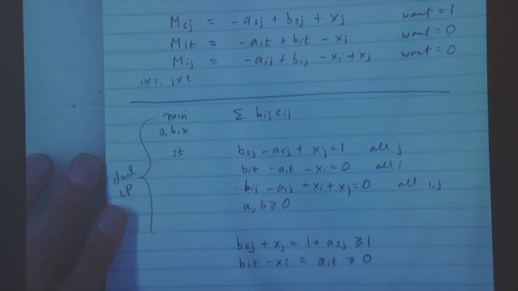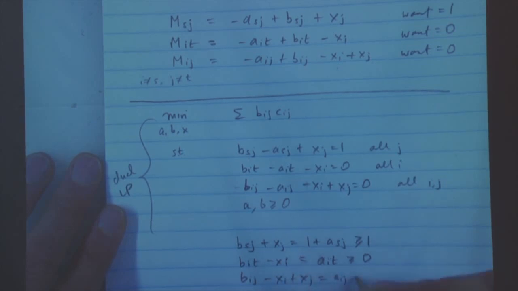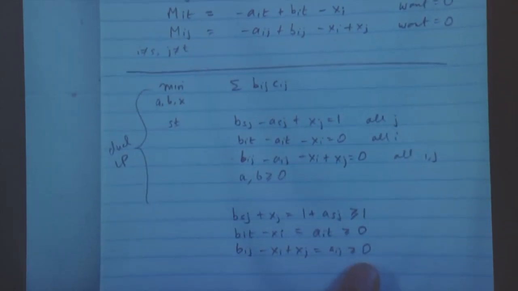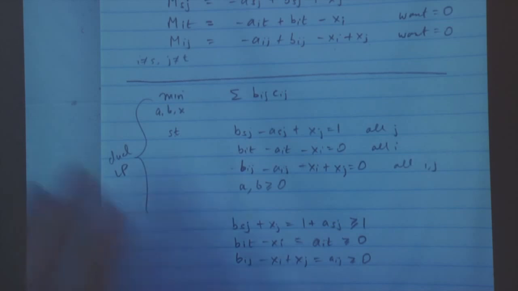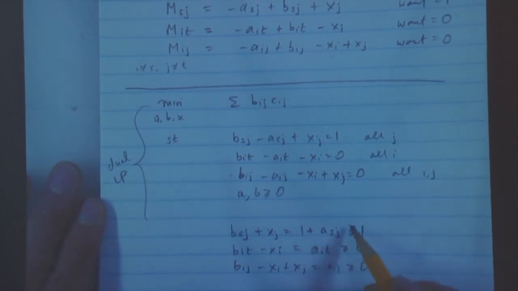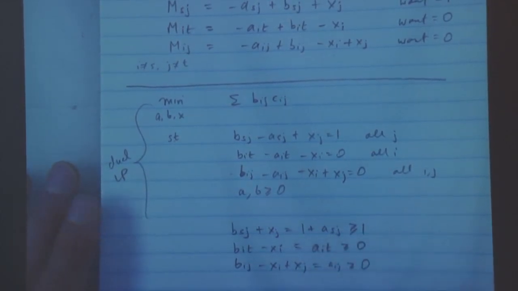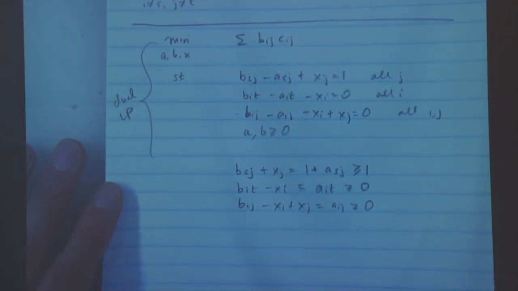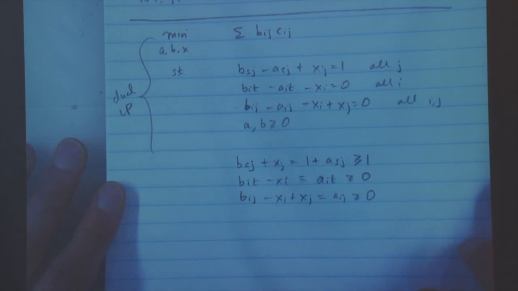And the last line looks like bij minus xi plus xj is equal to aij, which is bigger than or equal to 0. Thanks, of course. So these are all sort of slack variables, and so I can actually eliminate them by just taking these inequalities instead of these equalities. So you've learned that kind of towards the start. And so what do I do when I get that?